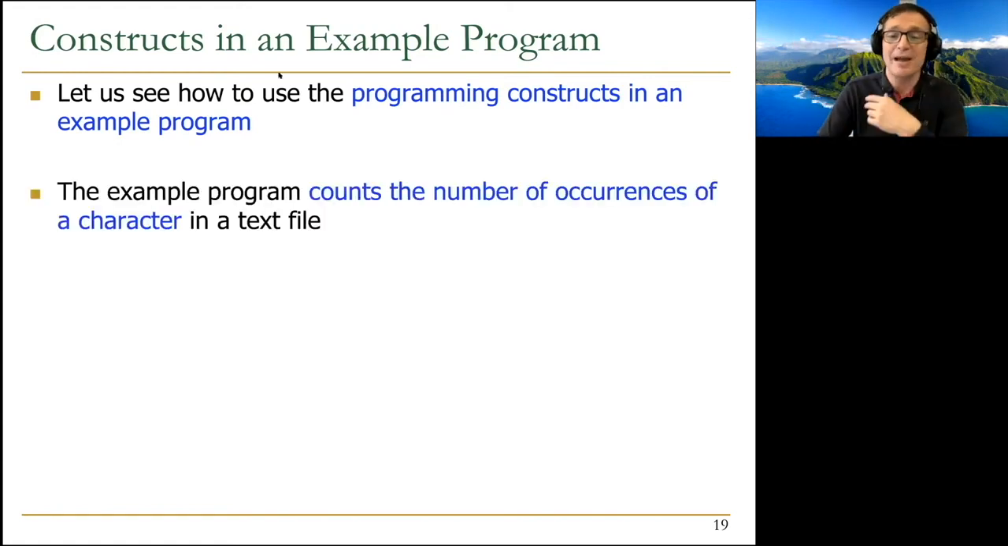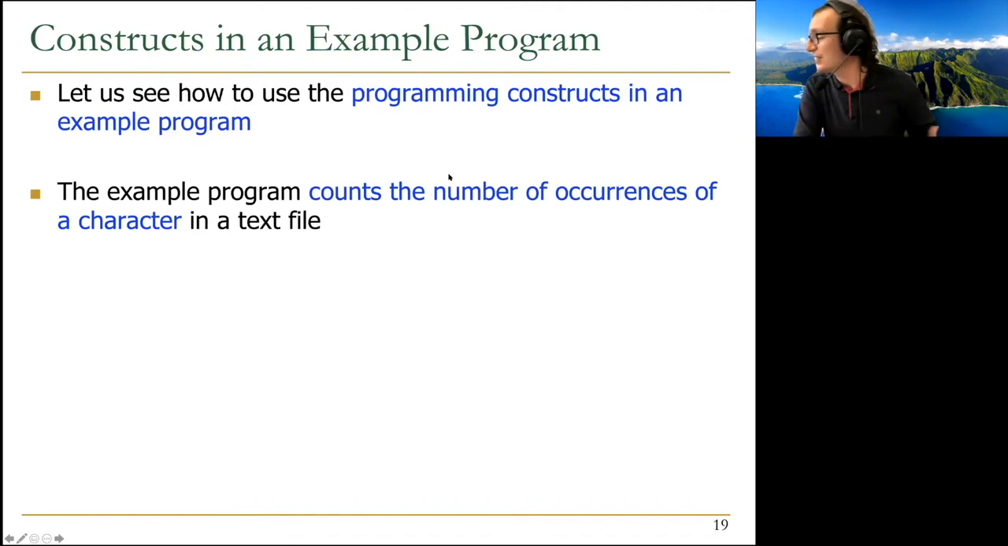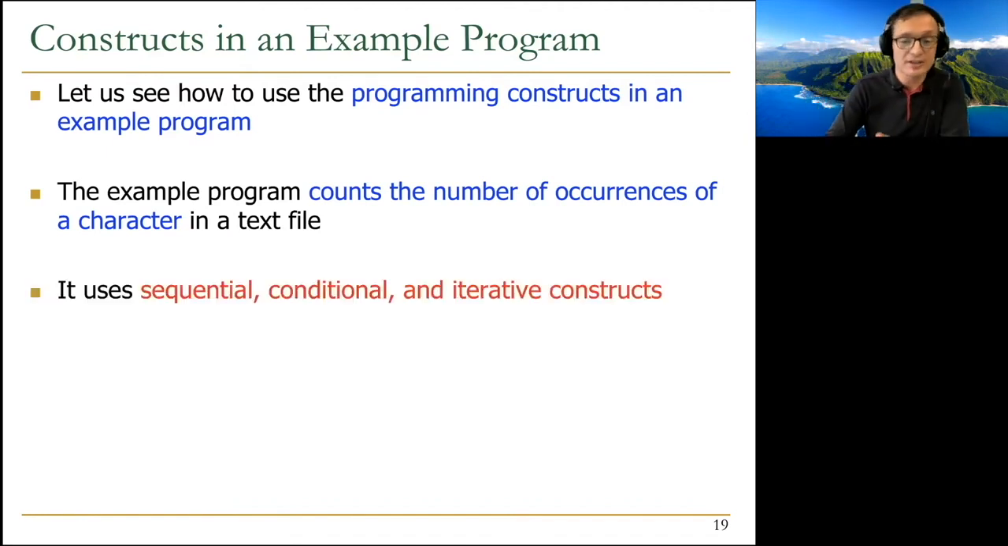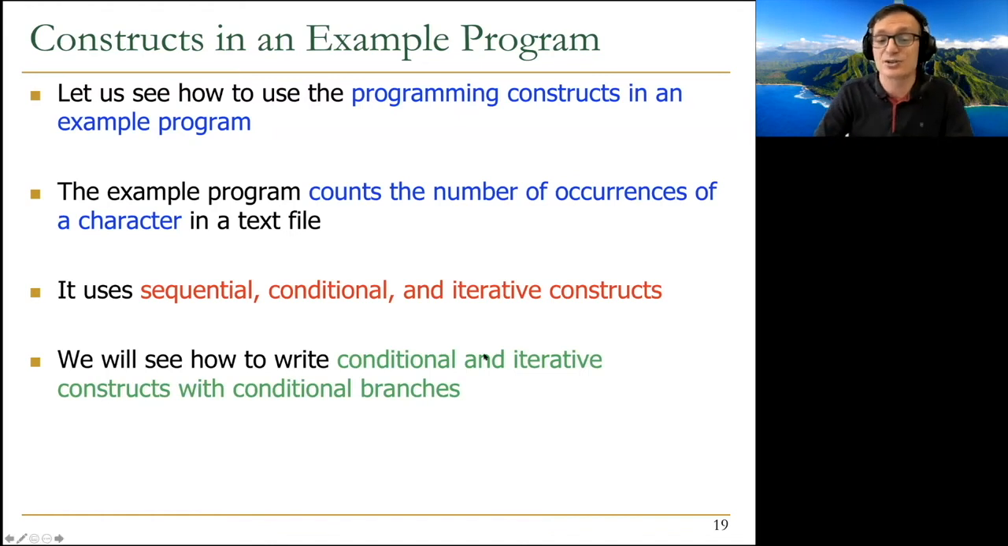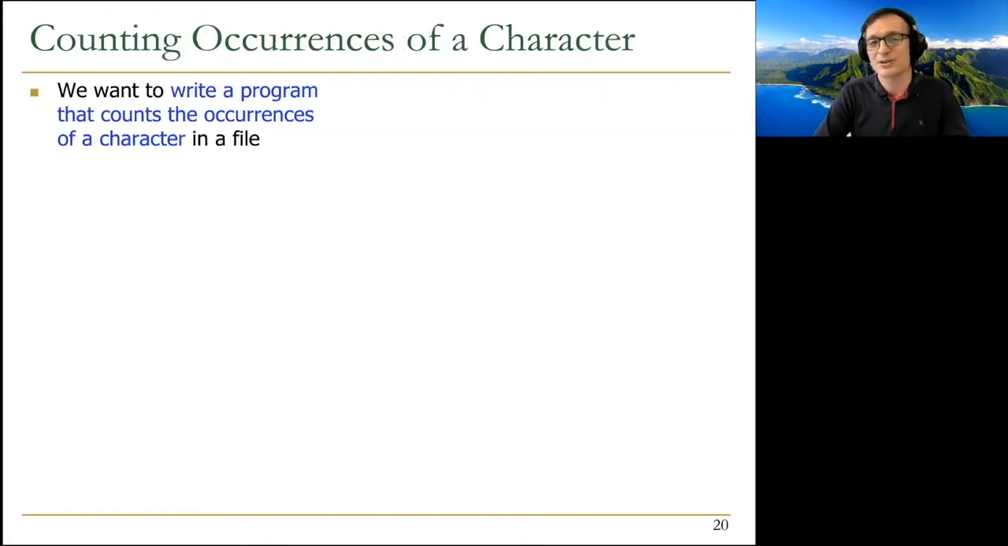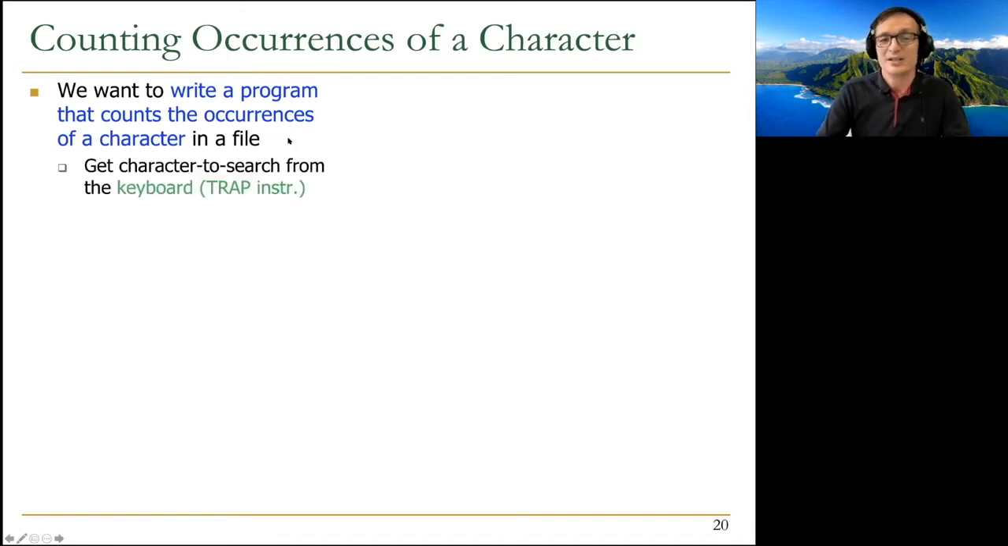So the example program is going to count the number of occurrences of a character in a text file. It's going to use all of the constructs: sequential, conditional, and iterative. And we will see how to write conditional and iterative constructs using conditional branches. So, counting occurrences of a character: basically, we want to write a program that counts the occurrences of a character in a file. We're going to get the character to search for from the keyboard using a trap instruction.